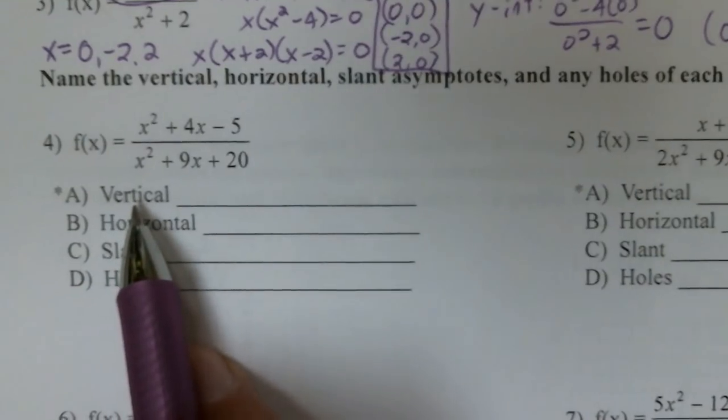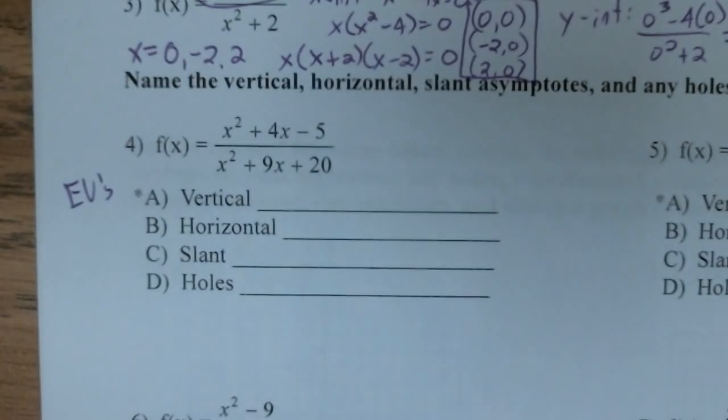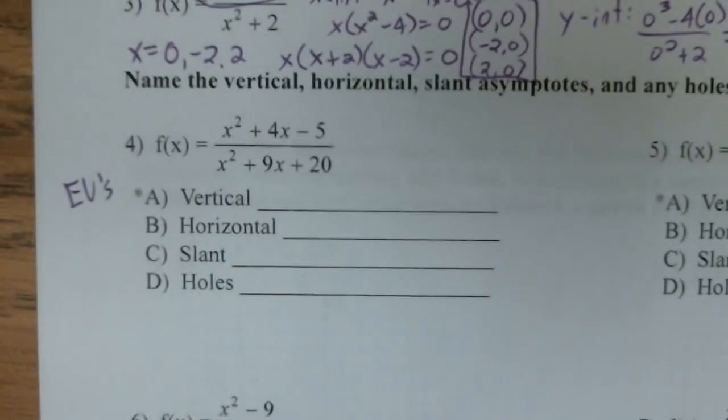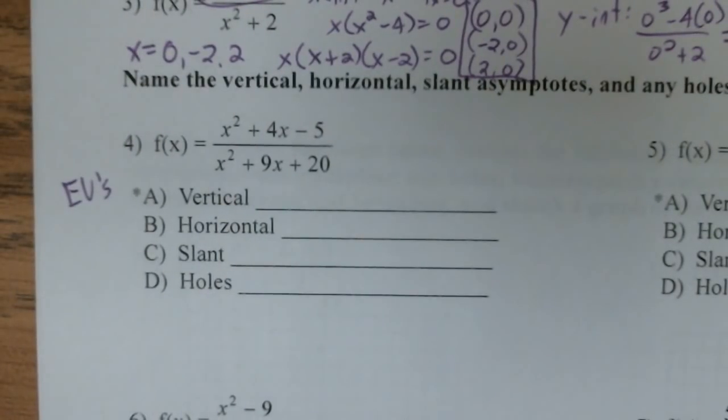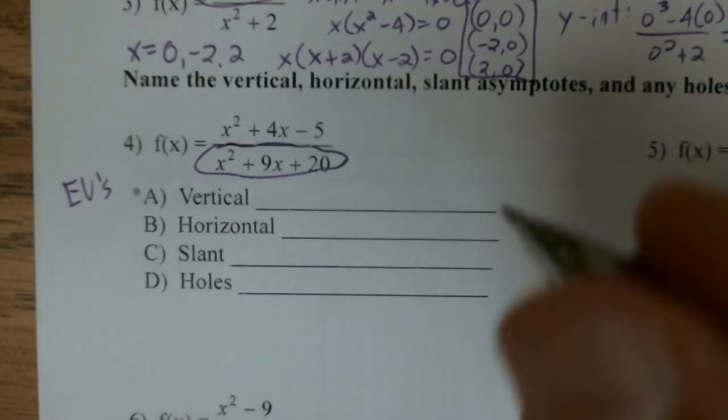The first one, the vertical asymptotes, I want you to think EVs, okay? So those are our excluded values. And if you remember when we learned how to solve rational equations, our excluded values were the values that gave us a zero in the denominator, which means the function is undefined. I can't divide anything by zero. So that basically means I'm going to see where x is zero in the denominator.